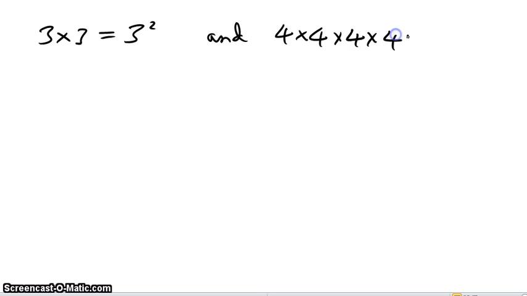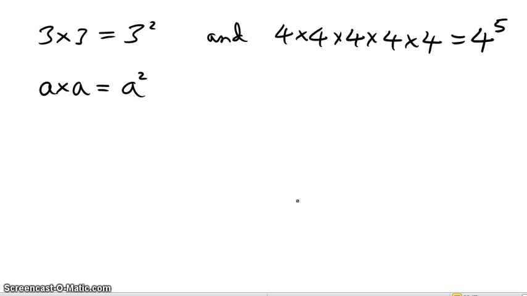We've seen already that if we do 3 times 3, we can write that as 3 squared. Okay, and we know that 4 times 4 times 4 times 4 times 4, good grief, is 4 to the power of 5. Similarly, that's true again for any number. So we could use a times a is a squared. So instead of writing aa, we can write a squared. p times p times p would be the same as p to the power of 3.